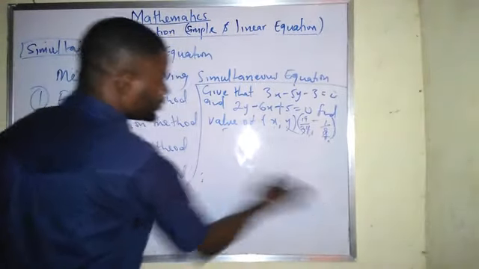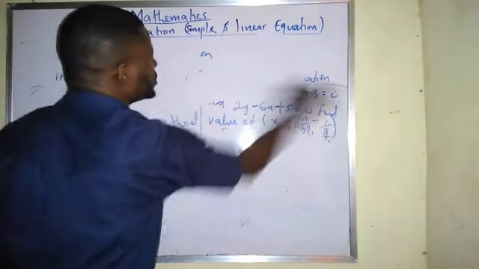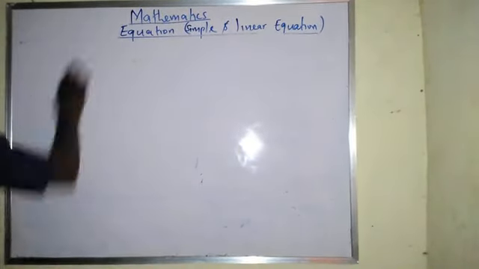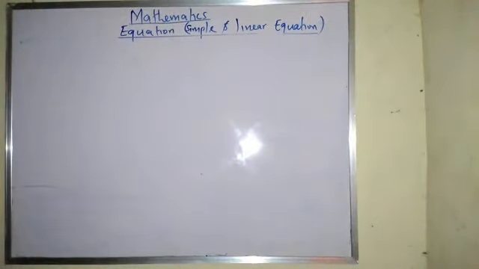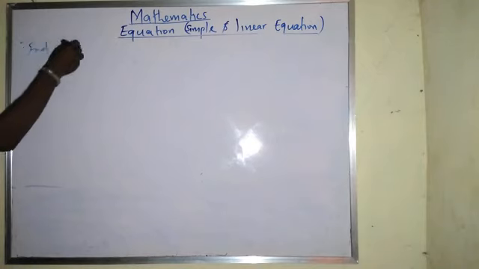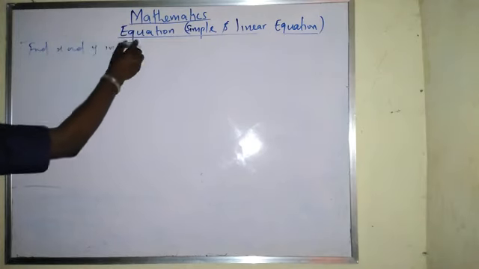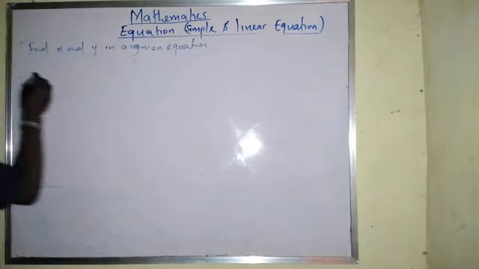Before I stop this video, there is one part that is very common when it comes to JAMB and WAEC. We call it the inverse part of it. I have a question here from 2017. Find x and y in the given equation. What is the equation?